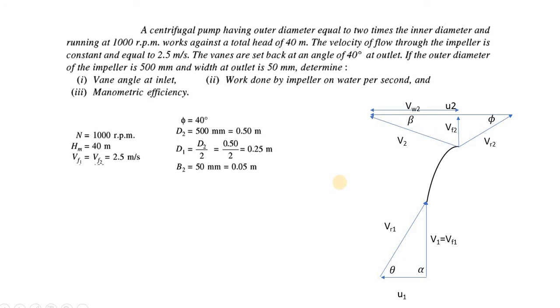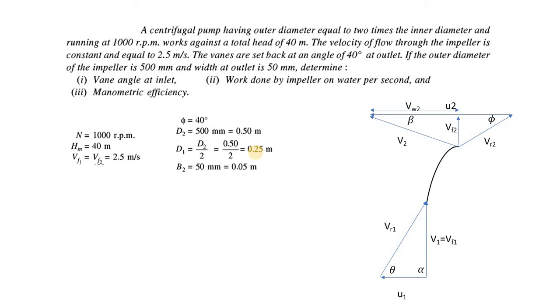Phi is 40 degrees. D2 is 500 mm or 0.5 meters, and according to the very first statement, which says outer diameter is equal to 2 times the inner diameter, that means D2 equals 2 times D1. So how do we calculate D1? D1 is D2 by 2, that is 0.5 by 2 or 0.25 meters. And one more data given is width at outlet, 50 millimeters or 0.05 meters.